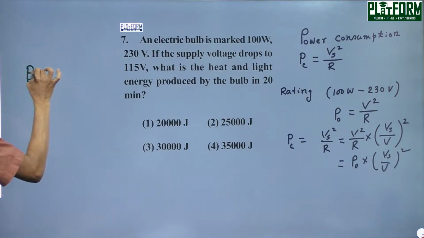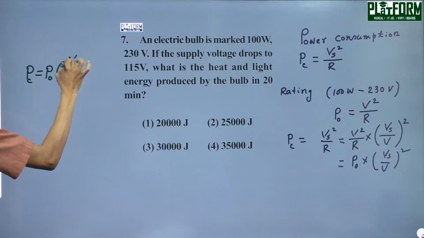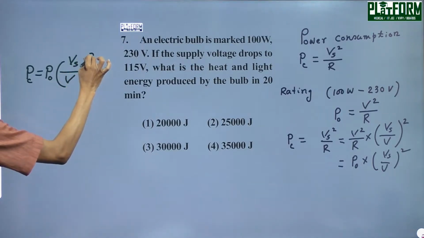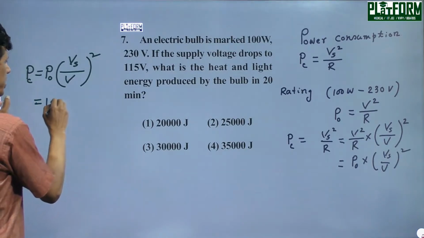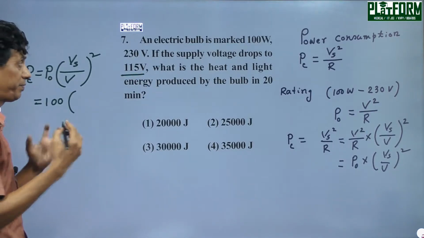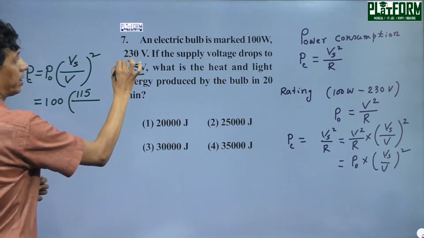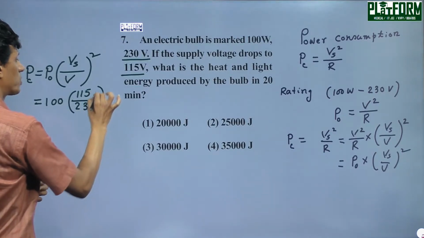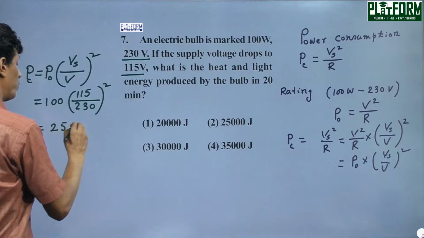PC equal to P naught, supply voltage by rating voltage whole square. Rating power given is 100 watt and supply voltage 115 volt. 115 volt by rating voltage 230 whole square, and this is 25 watt.